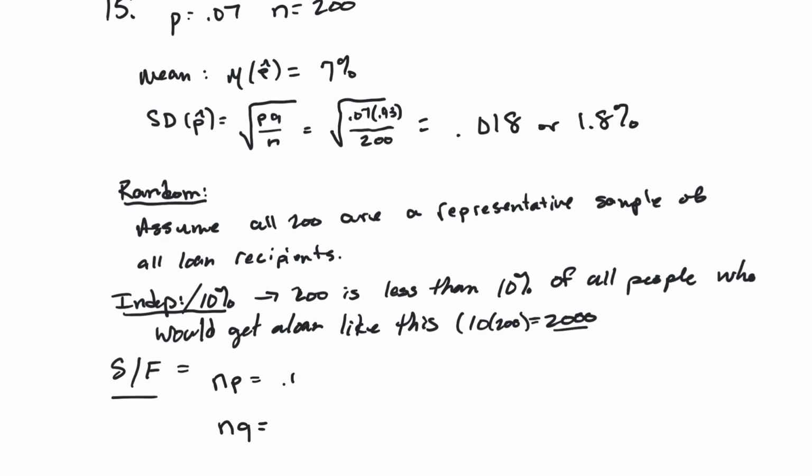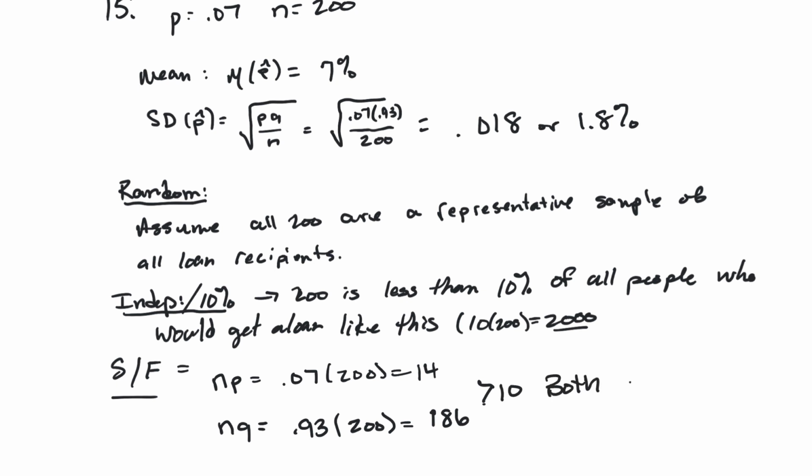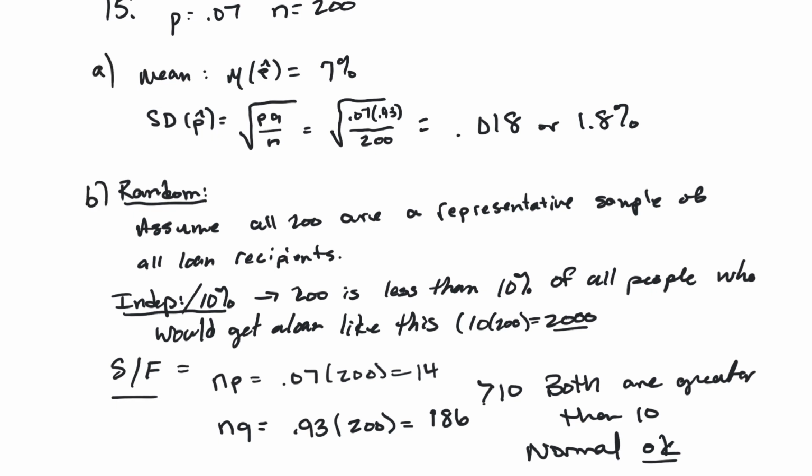Okay. The next part is the easiest one. We have the success/failure condition. What that says is I need to know if it's okay for me to use the normal model in this case. We do that by doing n times p and n times q, and that allows us to know if the sample size is large enough for me to use a normal model. And here it definitely is: 14 and 186. Both are greater than or equal to 10. And so I definitely have the ability to use the normal model. And that's what it's going to ask me to do next.